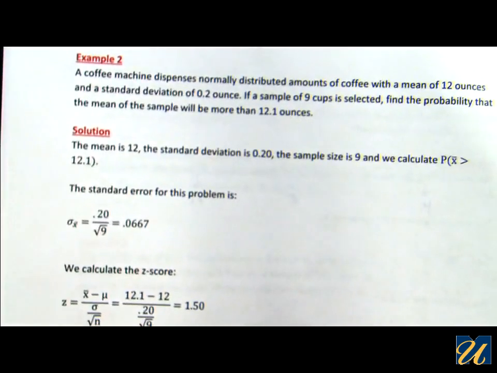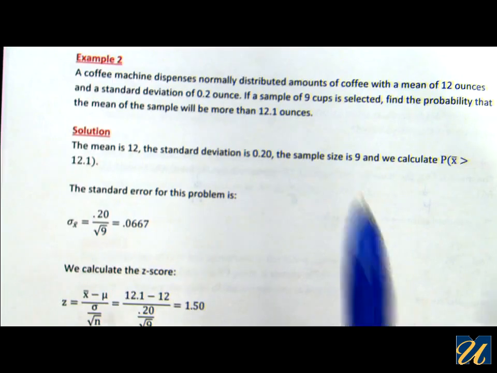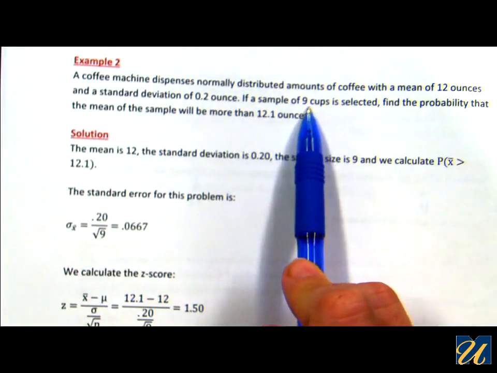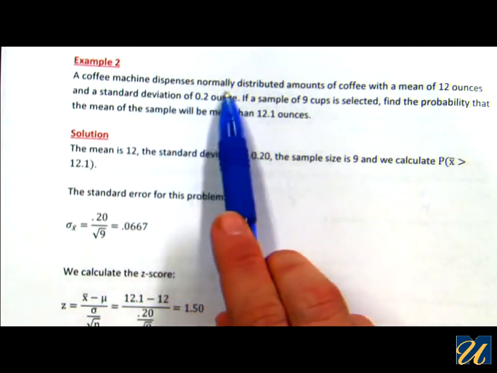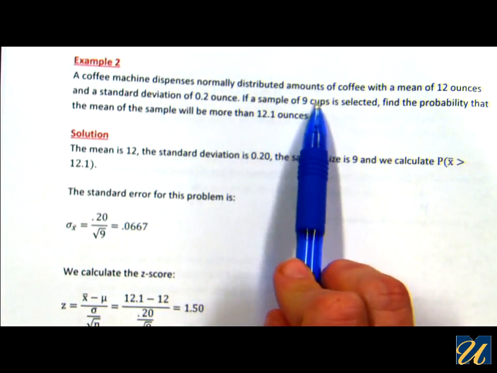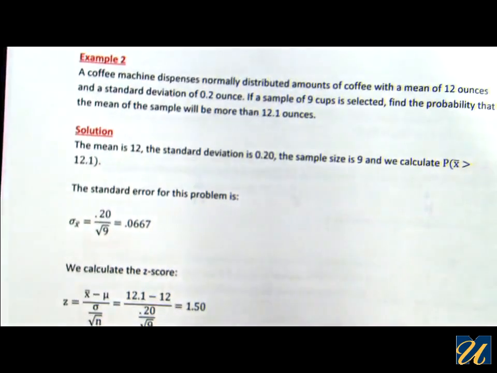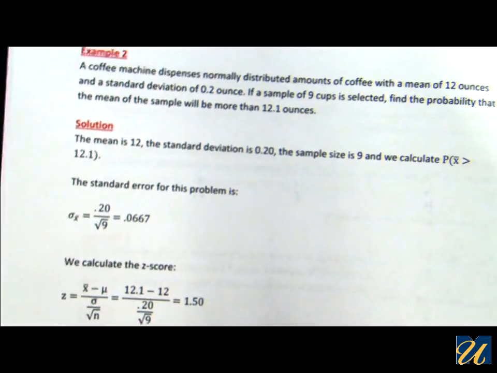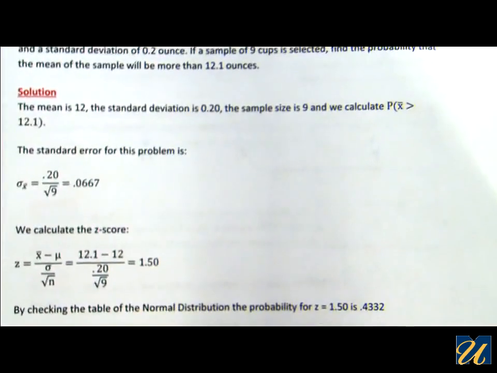A coffee machine dispenses normally distributed amounts of coffee with a mean of 12 ounces and a standard deviation of 0.2 ounce. If a sample of 9 cups is selected, find the probability that the mean of the sample will be more than 12.1 ounces. Even though our sample size is less than 30, it is stated that the population follows normal distribution. So in this case, based on the central limit theorem, the sample size becomes irrelevant. So that means that our sampling distribution follows normal distribution.